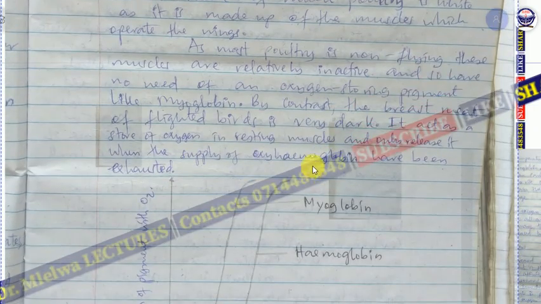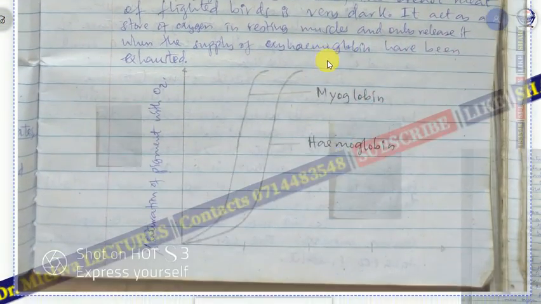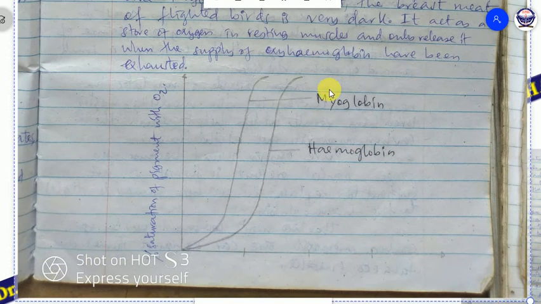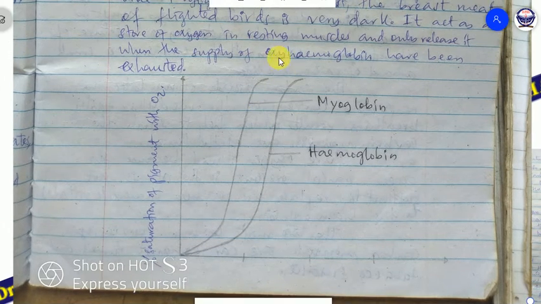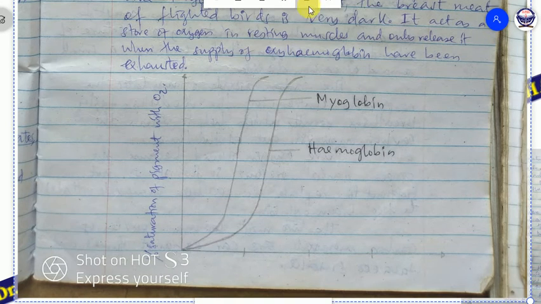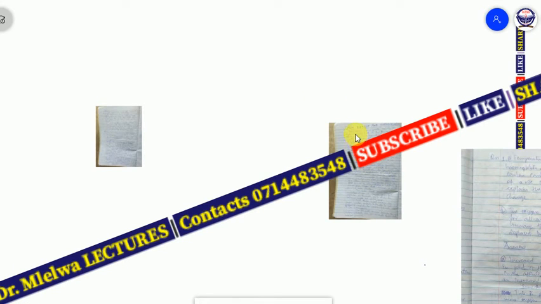So those muscles being very dark is because of the presence of myoglobin, and being white is because of the absence of myoglobin. Kwa hiyo unaweza kuona kwa mfano hizo graphs hapo, hii ndio graph ya myoglobin iko left na hii graph ya hemoglobin iko right. So these graphs simply explain the binding affinity of myoglobin and hemoglobin to oxygen. Hiyo ni kuhusu myoglobin.